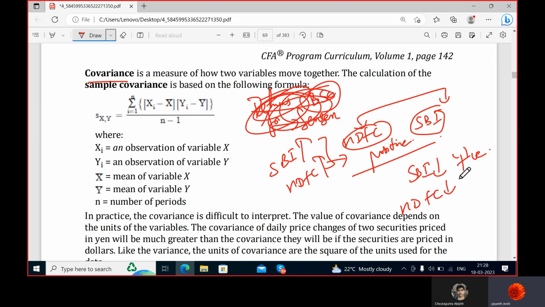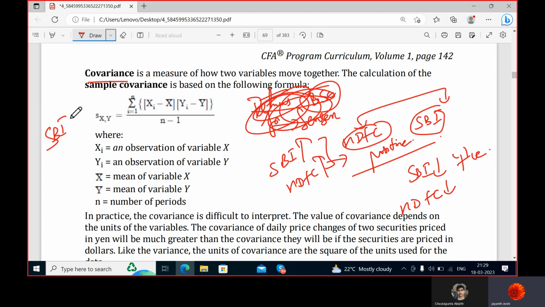That means a positive number will come in this case as well, and that positive number will show the positive relationship between them. If SBI goes up and HDFC goes down, definitely your covariance number will be negative, and that would show that there's a negative relationship between these two. So there is conformity about the relationship.